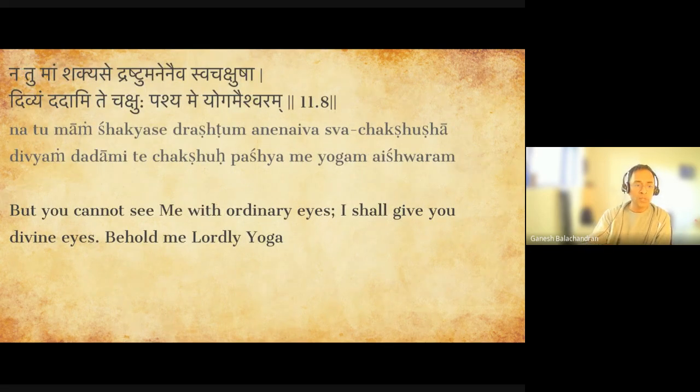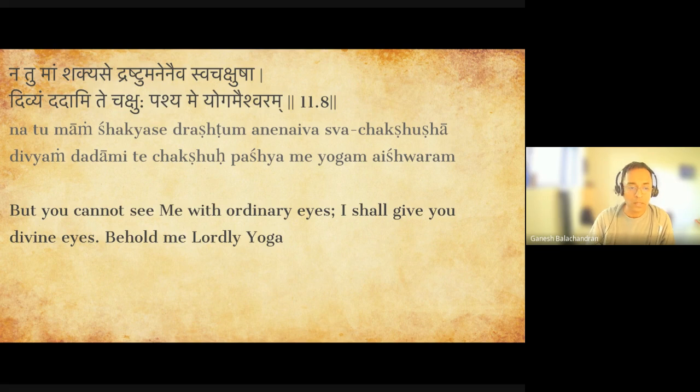Natu mam shakyase drashtum. Okay, so Gudakesha is a question. What is the meaning of the word Gudakesha? We saw that previously in the 10th chapter also. Let me see if I can pull that slide. So Gudakesha means one who is the conqueror of sleep.